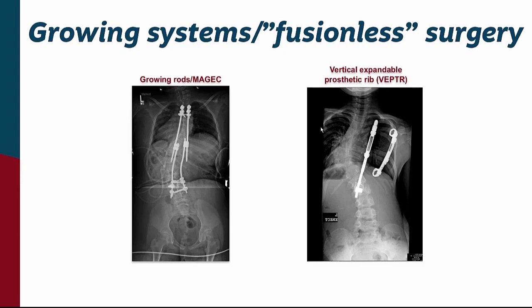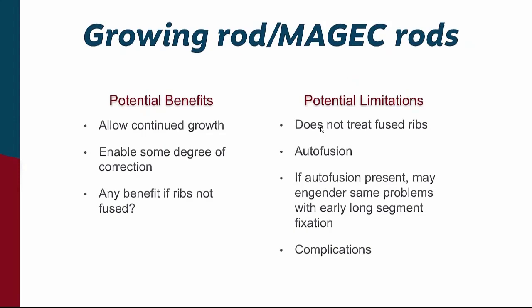The VEPTR, or vertical expandable prosthetic titanium rib, was designed by Dr. Campbell to help with lung capacity, with the idea that it was rib fixation to spine or pelvis, and similarly could be distracted every 3 to 6 months, allowing for lung development. Ultimately, they all have limitations and issues, and further research is going on to find better ways to address the problems in early onset scoliosis.